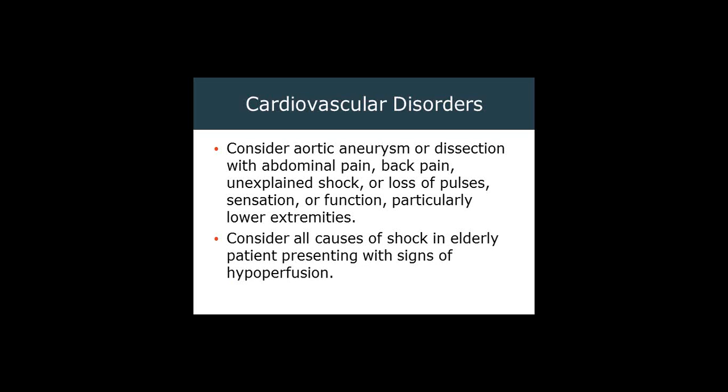Considering aortic aneurysms or dissections, patients who are complaining of abdominal pain, back pain, unexplained shock, loss of pulses, particularly in the lower extremities, sensation and function, so CSM disruption, and consider all causes of shock in elderly patients presenting with any signs or symptoms of hypoperfusion, because they could be septic very easily. They could have suffered a back injury and have some sort of a neurologic injury or a neurologic shock because of maybe even something as simple as a compression fracture in their spine.